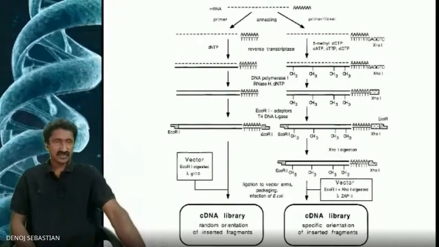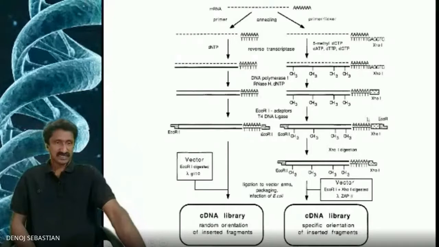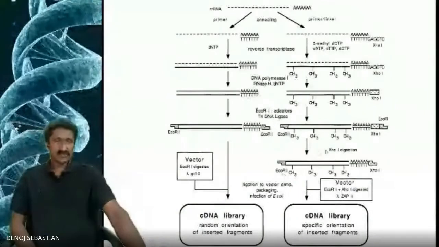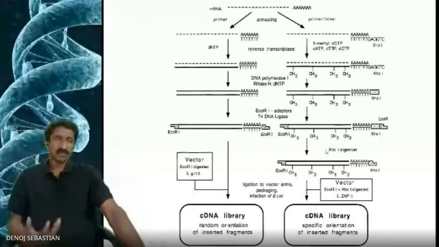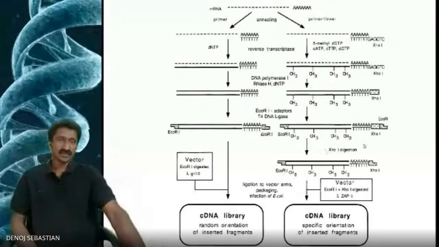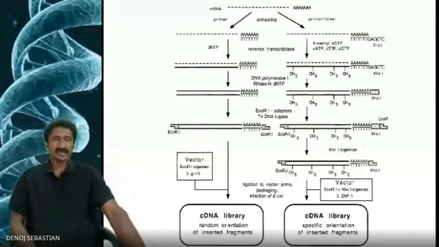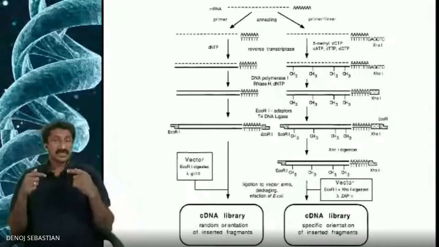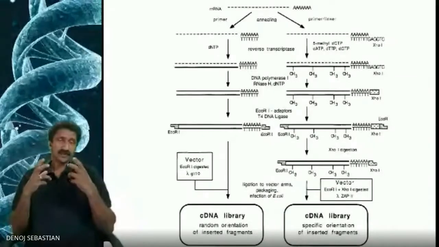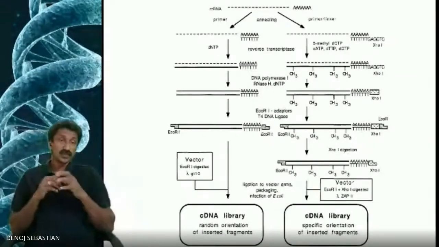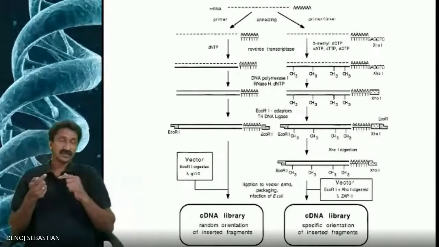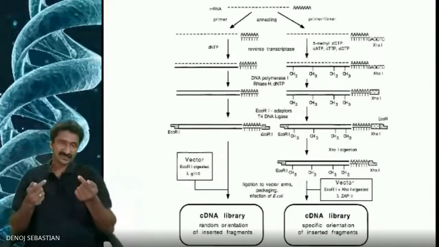So here you can see that XhoI lies from this point and EcoRI on the other end. So the result will be, if you are digesting it with both the enzymes, EcoRI and XhoI, one end will have XhoI and the other end will have EcoRI. So this is a specific type of construct that can be used to ligate into a target with different restriction sites, different sticky ends.